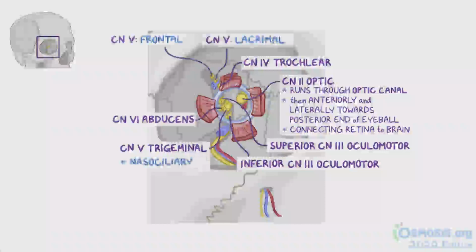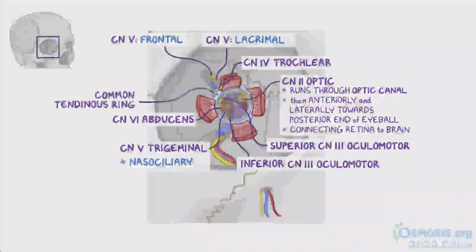Both branches of the oculomotor nerve, the nasociliary nerve, along with the abducens nerve, pass through the superior orbital fissure inside an area created by the common tendinous ring. The lacrimal and frontal nerves, together with the trochlear nerve, pass through the superior orbital fissure outside the common tendinous ring.